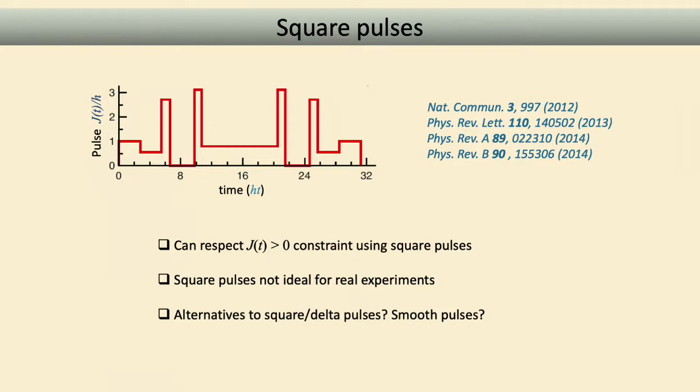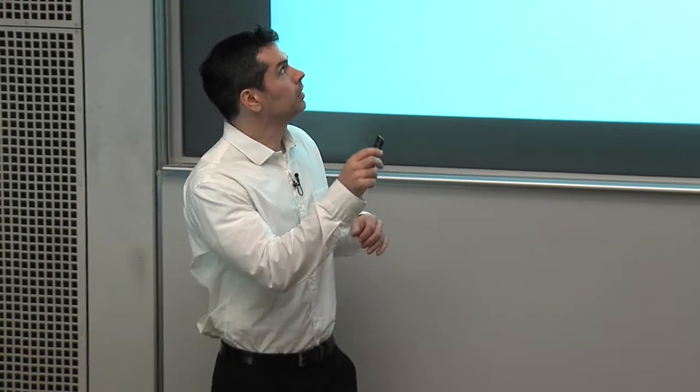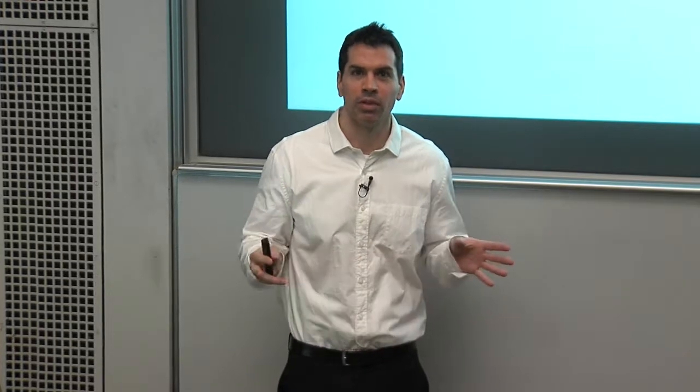And then I went happily to Harvard to work with my experimental collaborator, and he tried implementing this in the laboratory. It sort of worked, but it wasn't great. Ultimately, what he told me is that square pulses are nice mathematically because it's easy to solve the Schrödinger equation in this case.